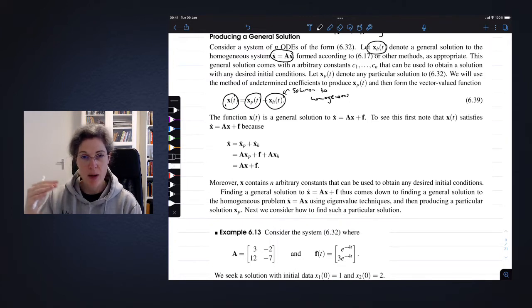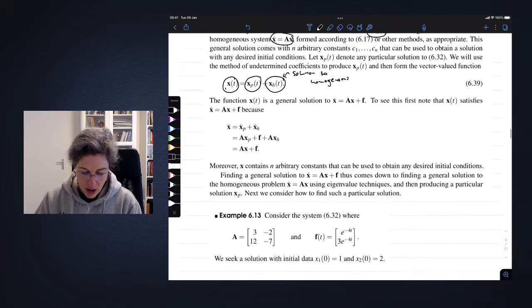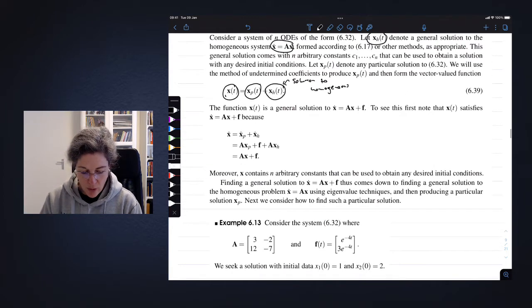It's the same basic idea. We did the same check when we tried this idea just for single DEs. But now you can do the same check, but it's a matrix equation instead of a scalar equation. So the idea here is, we know how to find our solution to the homogeneous system, so we just need some way of finding a particular solution, and then we're good to go.